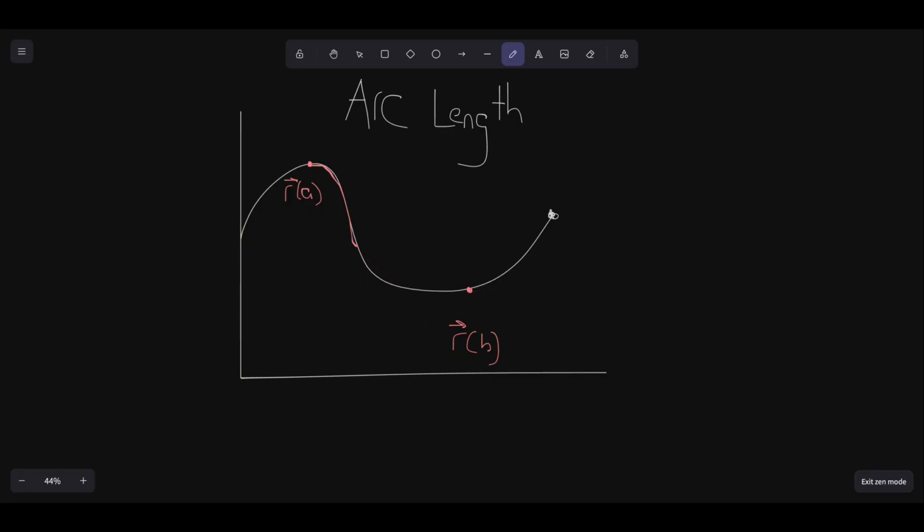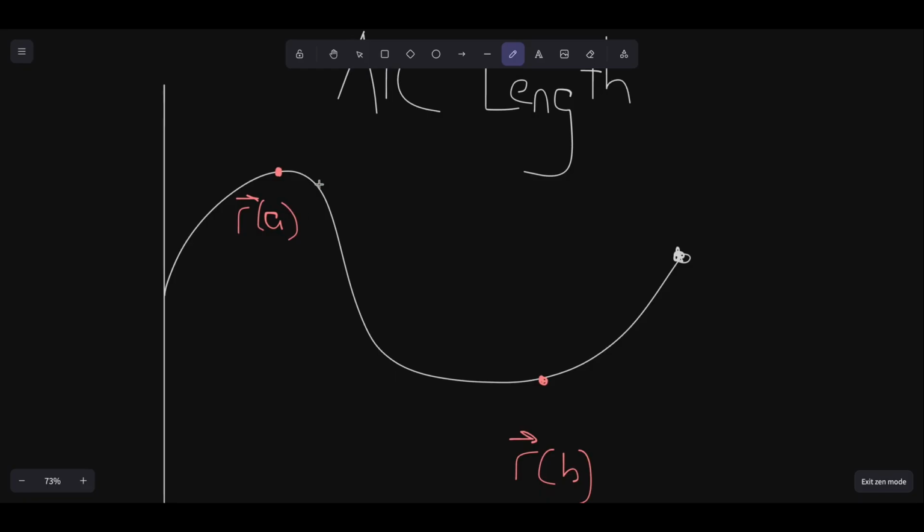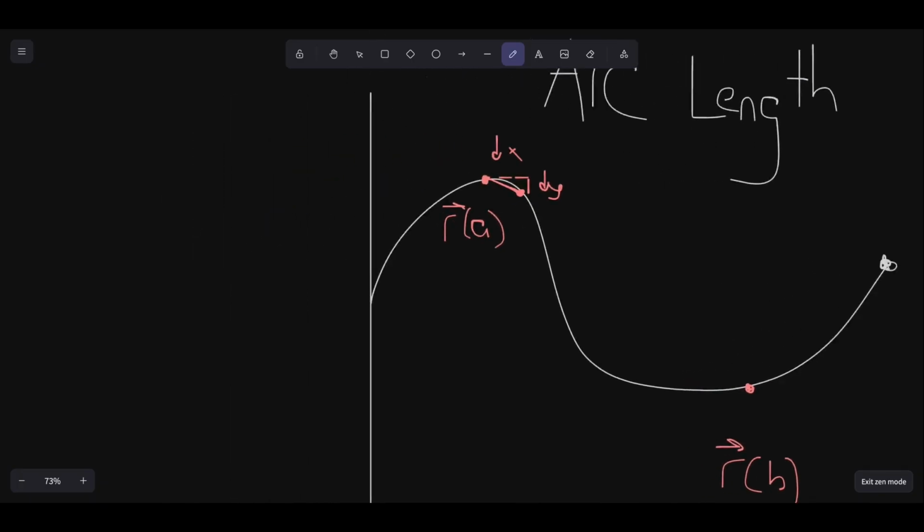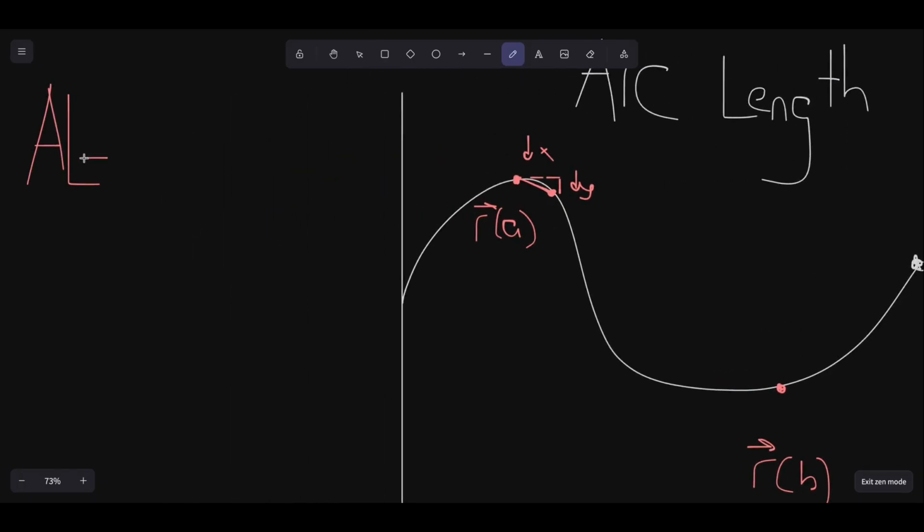So how do I do it? A good way to view these problems is to break them down into smaller tasks. Notice how as I move across this arc over a very small change in time, I get a tiny change in x, dx, and a tiny change in y, dy. If I want to approximate this arc length right over here, well then this just turns into the Pythagorean theorem. So the arc length is going to be equal to dx squared plus dy squared, and then I take the square root of this.